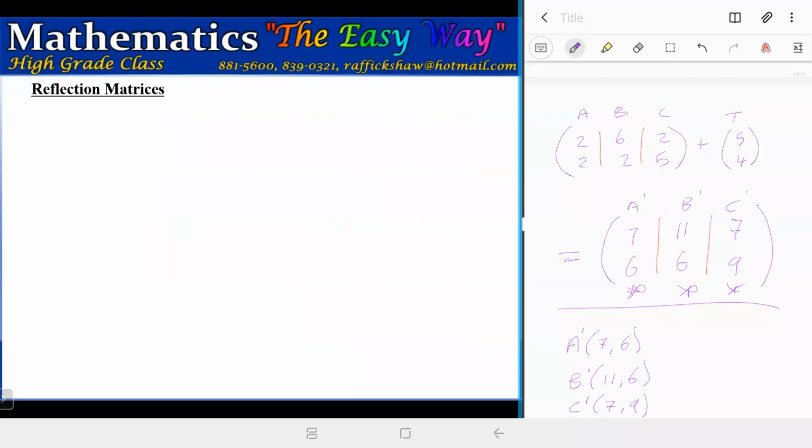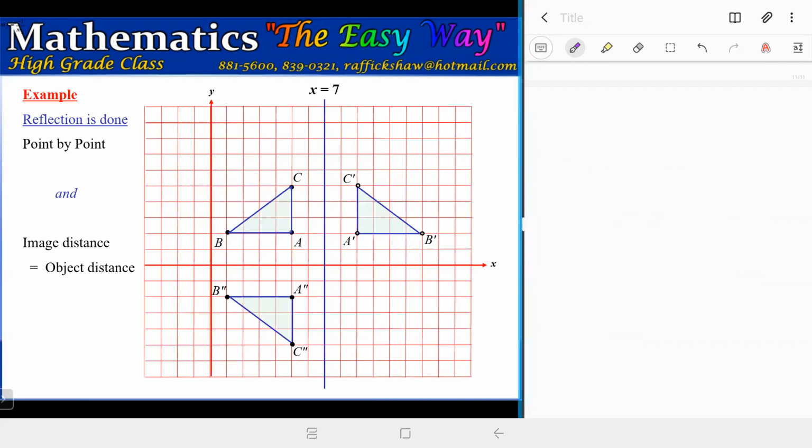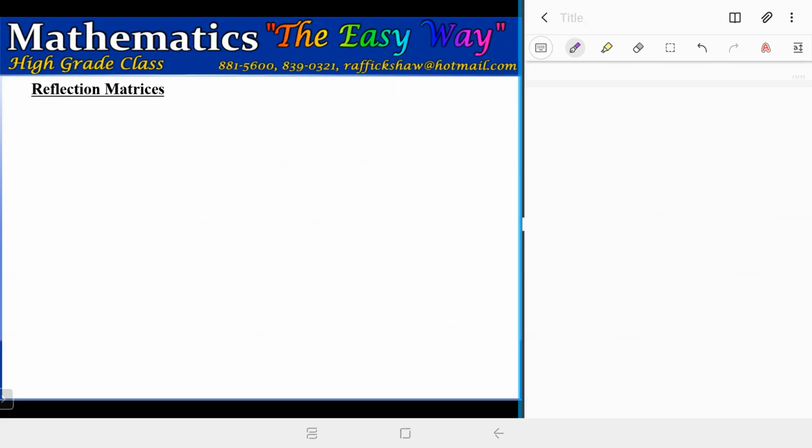Bam, the reflection matrices. All right, so let me tell you about the matrices now. What we did a while ago on the previous slide was to count the points and do the reflection by constructing it by observation, one point at a time. The matrices will actually calculate the image points for you. That's what the reflection matrices do. There are matrices for reflection, for rotation, and for enlargement. We are now focusing on the matrices for reflection.